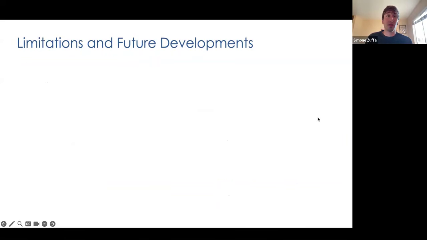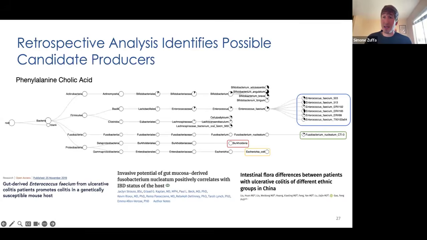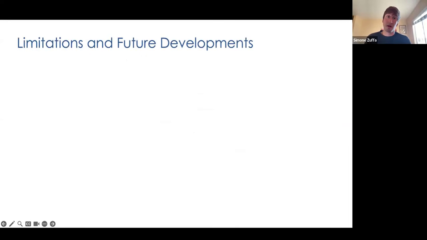Finally, I want to discuss a bit of the limitations and the future developments. Regarding the limitations, a match to these bacteria means that they are possible producers, but if you don't find a match, for example to Akkermansia, it doesn't mean that Akkermansia is not able to produce this molecule. It may only mean that the conditions in which Akkermansia was growing, or the methods used to extract the metabolites for that specific study, did not allow us to observe that metabolite. So this is the main limitation.